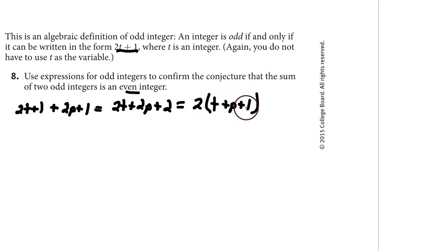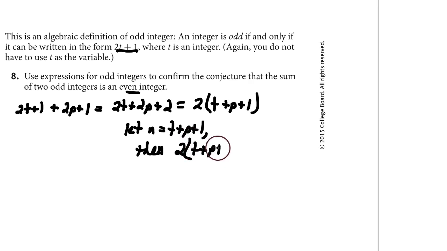T plus p plus 1 will make an integer. Let's call that integer n. If we do that, then we can rewrite our 2 times t plus p plus 1 as 2 times n. And this has the form of an even number. So adding two odd numbers together, working a little bit of algebra, creates an even number at the end.